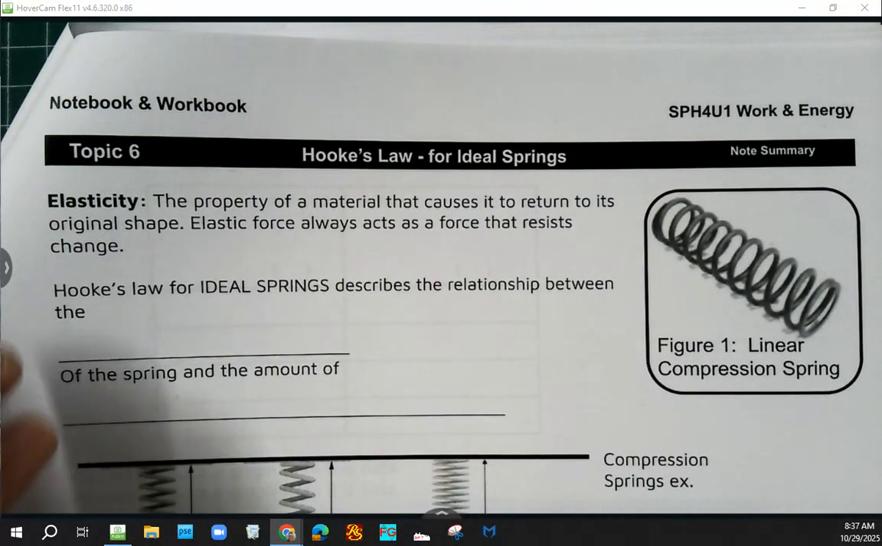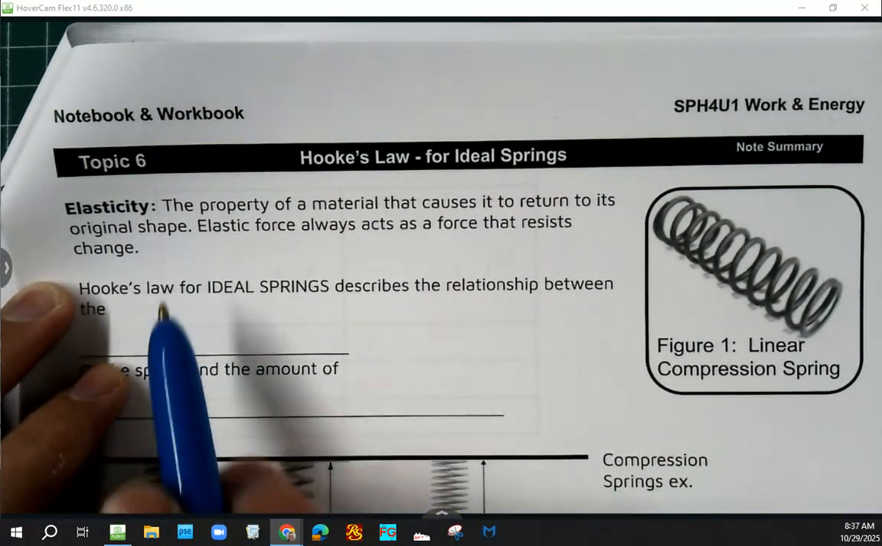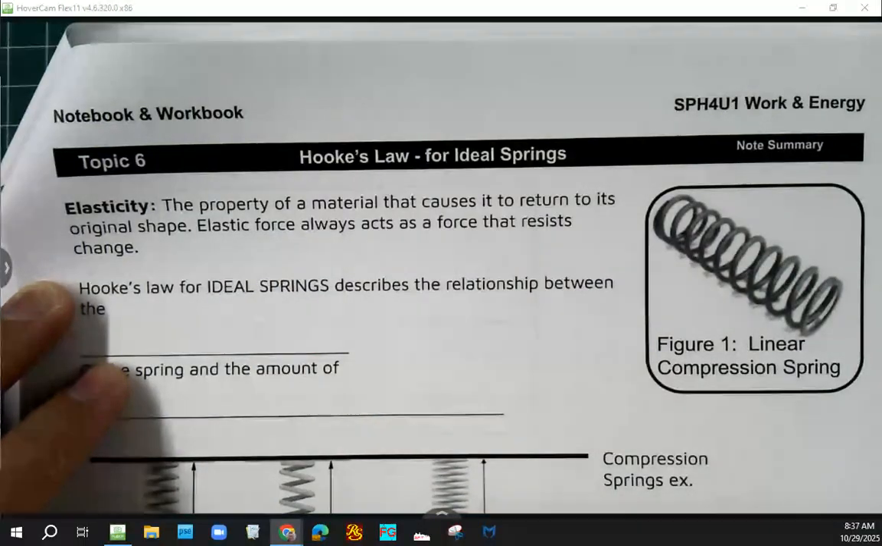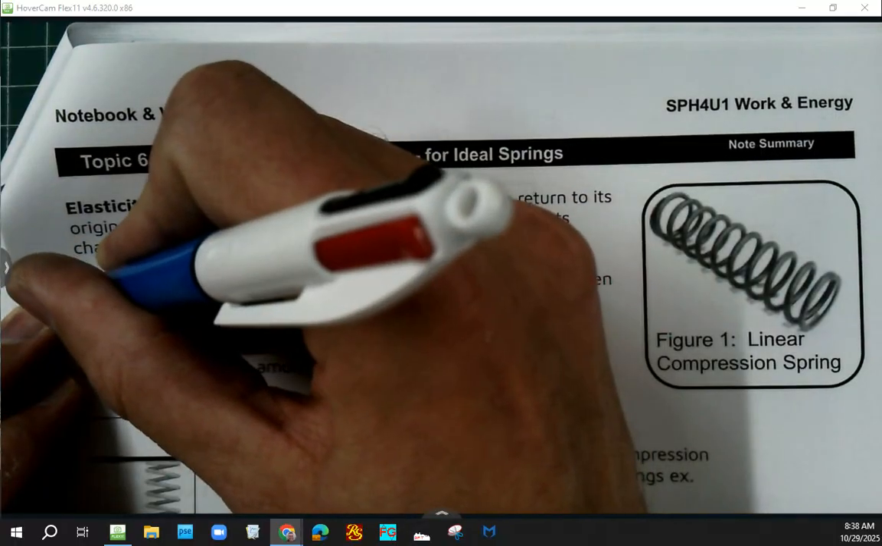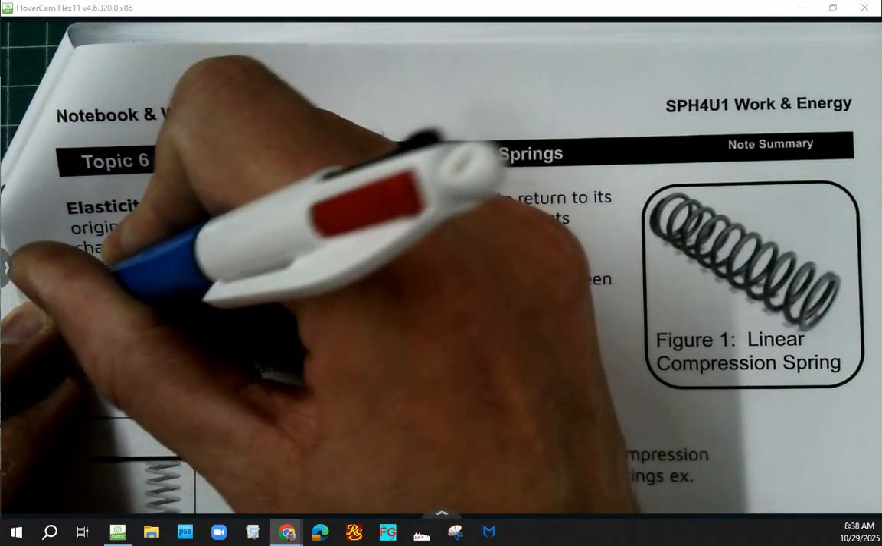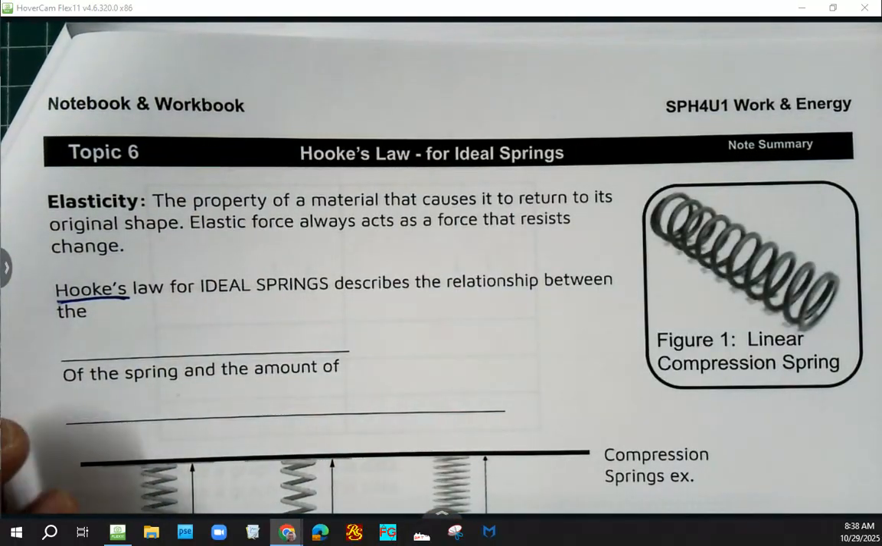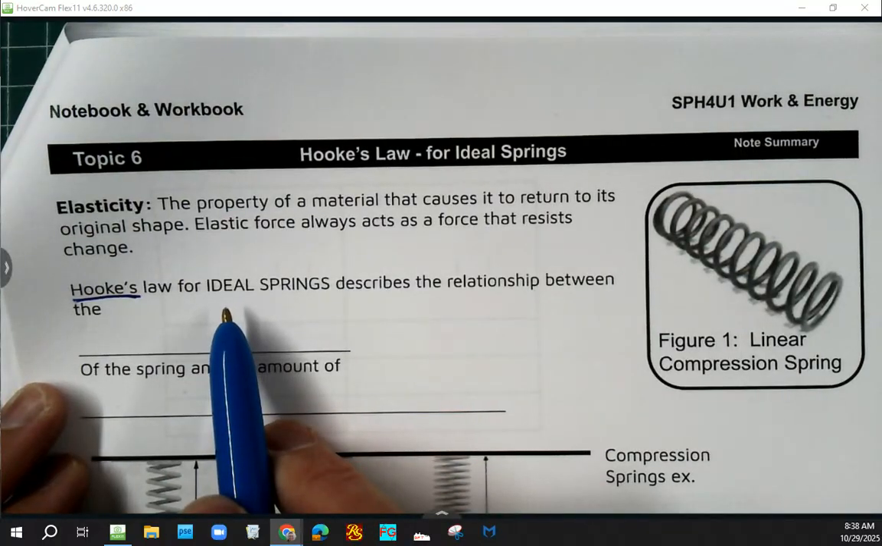All right, so elasticity, the property of a material that causes it to return to its original shape. Elastic force always acts as a force that resists change. And so we have this law, we call it Hooke's law. Of course, it's named after Hooke, and you can look up the personal history on Hooke if you want to, but it's a law for ideal springs.